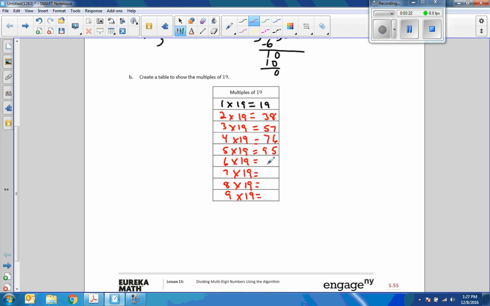Okay, add 20, 115 minus 1 is 114. Add 20, 134 minus 1 is 133. Do you understand what I'm doing here? I'm adding 20 instead of 19, but then I subtract 1, which makes it easier. 133 plus 20 is 153. Take away 1, 152. 172 minus 1 is 171. And there are our multiples of 19.